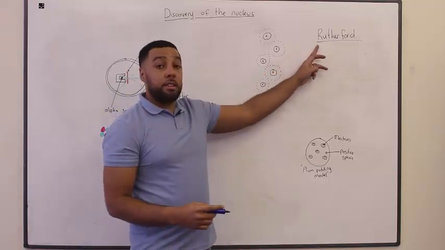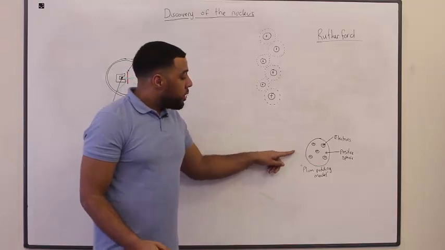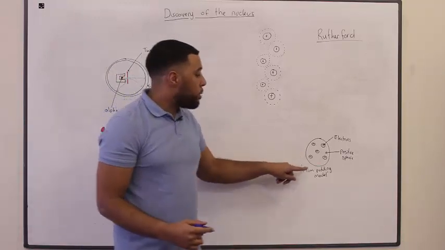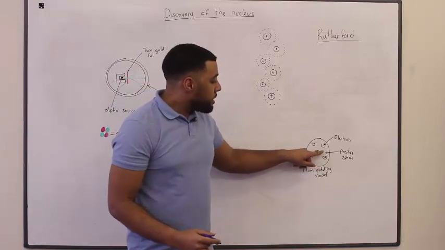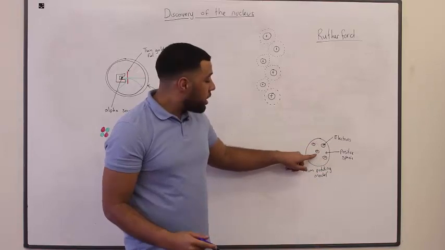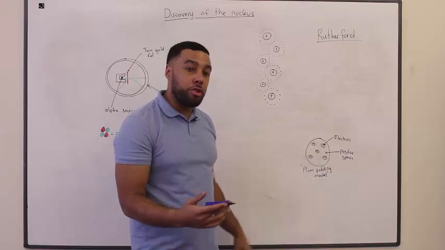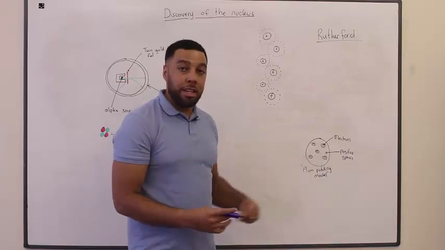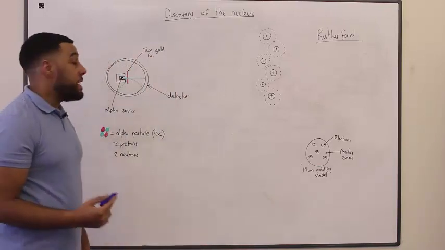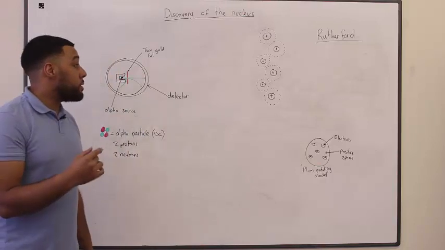Before Rutherford did his experiment, it was accepted that the atom was similar to a plum pudding. If anyone doesn't know what a plum pudding is, it means that you've got this positive sphere, which would be like the cake, and you've got these negative electrons placed in the cake, kind of like currants in a plum pudding cake.